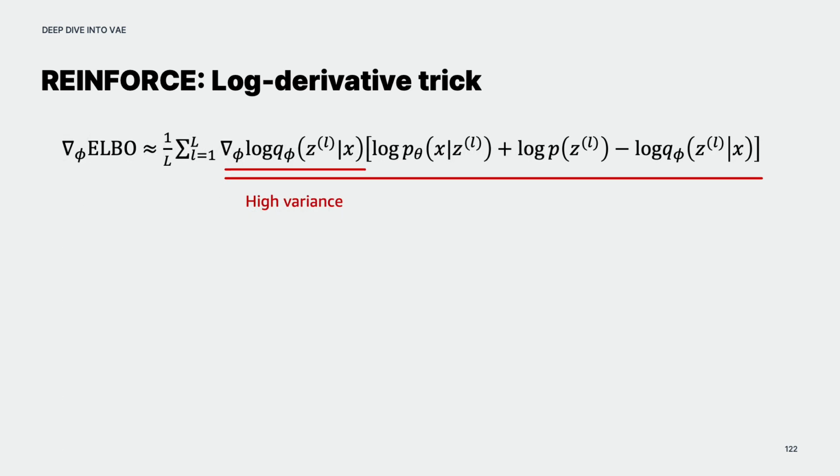However, this log derivative trick, though useful, has a major downside. The gradient is computed as a product of two terms, the first being what we'll later refer to as the score function, and the second being the reward or loss term. When multiplied, these two terms can result in high variance, which can lead to unstable training and slow convergence.